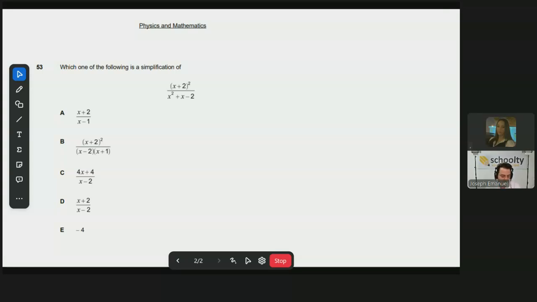Today we are solving exam 2021, the section of physics and mathematics. Let's start with question number 53.